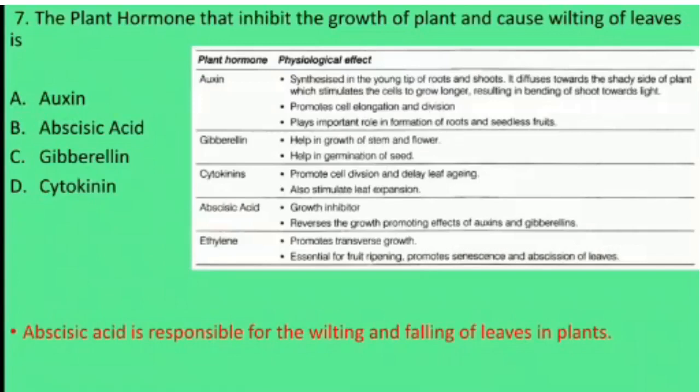So all these auxins, gibberellins, cytokinins, abscisic acid and ethylene, these are the plant hormones, or they are also commonly called phytohormones.